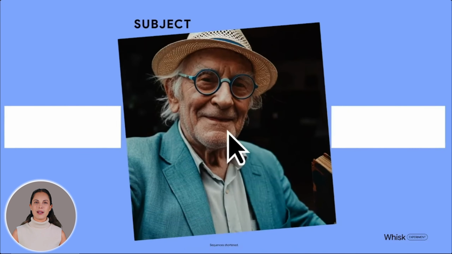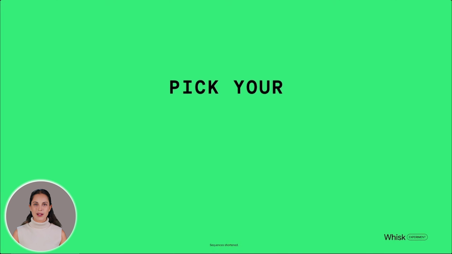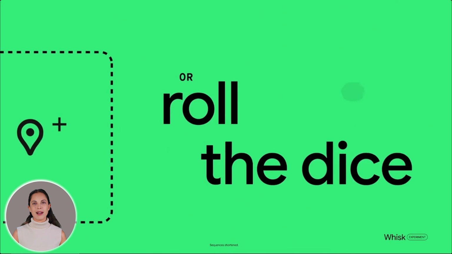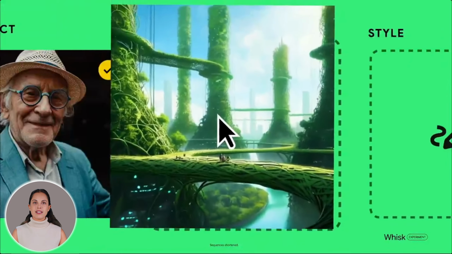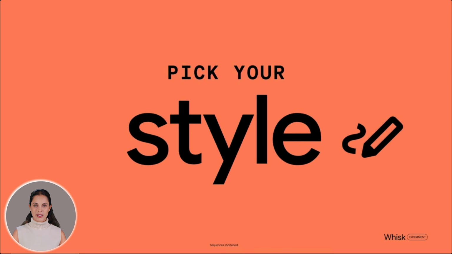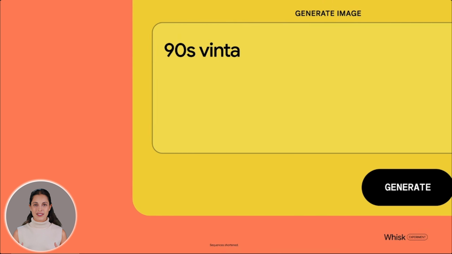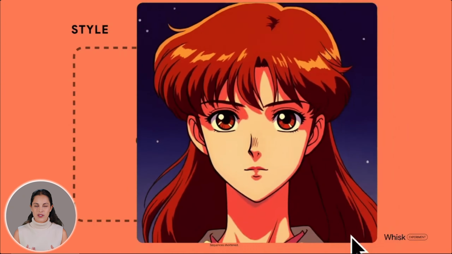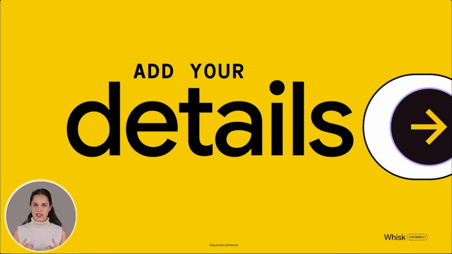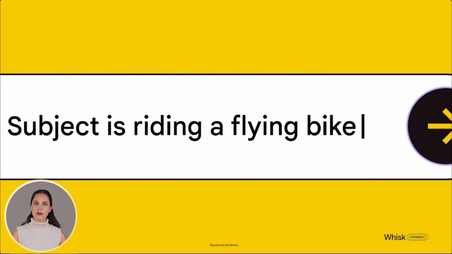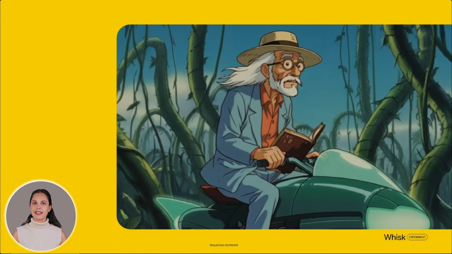Think of it like this. You see a character style you love, a background that fits your vibe, an art style that matches your brand. Drag them into Whisk, and it remixes them into something unique. It's not copying, it's capturing the essence. Behind the scenes, Gemini looks at your images and writes detailed descriptions. Then Imagen 3 generates the final visual. The whole process takes seconds.